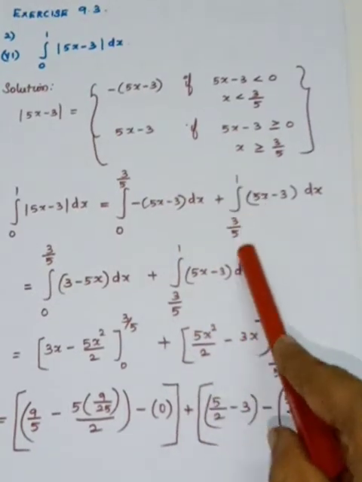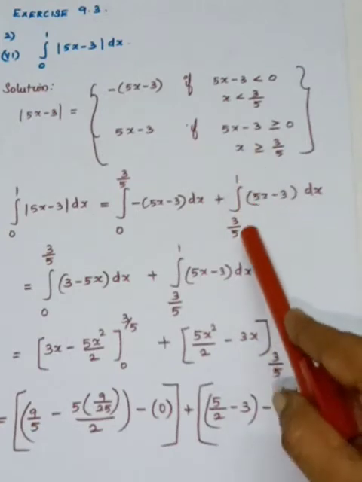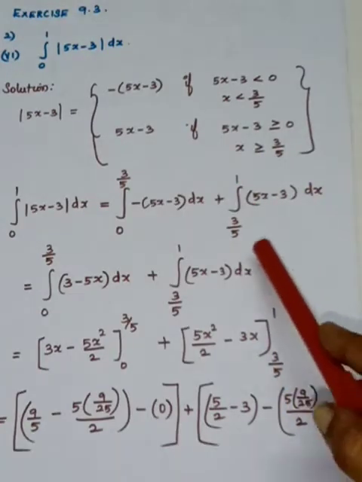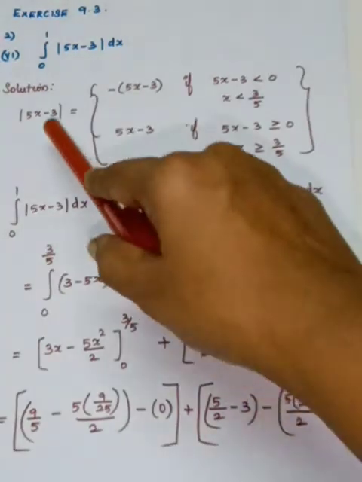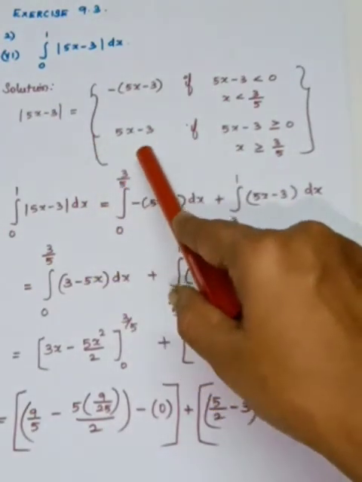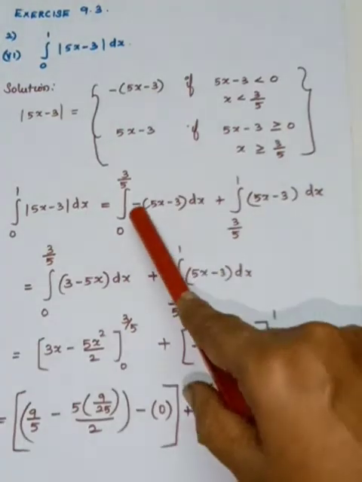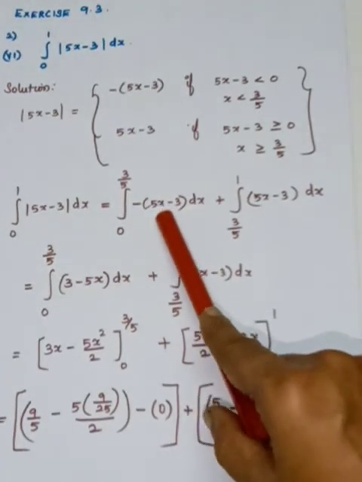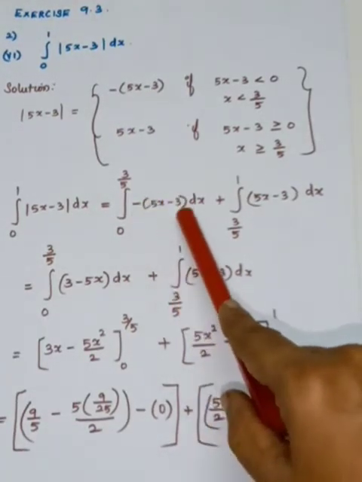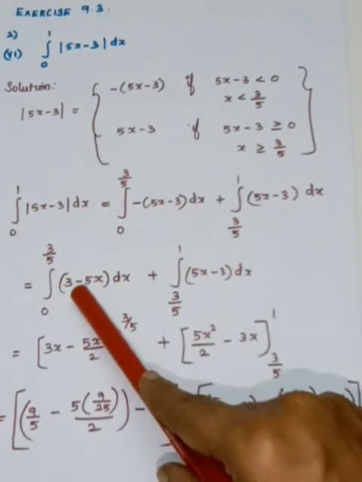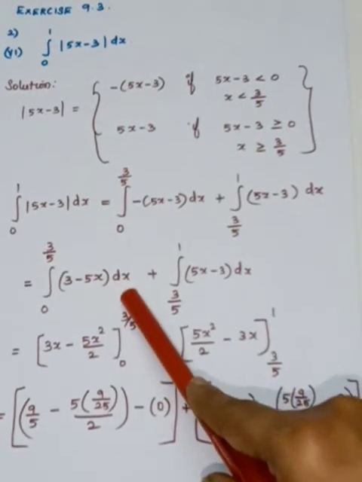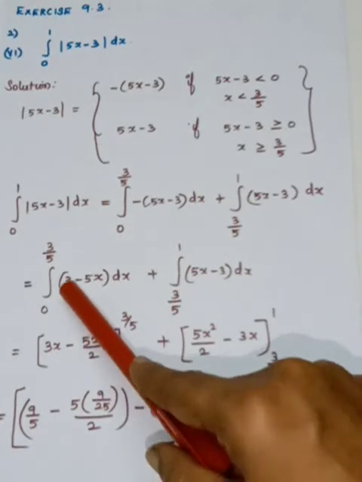From the limit 3 by 5 to 1, it is greater than 3 by 5, up to 1, your modulus of 5x minus 3 is equal to 5x minus 3 into dx. Okay, so when you apply this minus inside, it is minus 5x plus 3. So that's why I have written 3 minus 5x into dx. Okay, so we are going to integrate this.